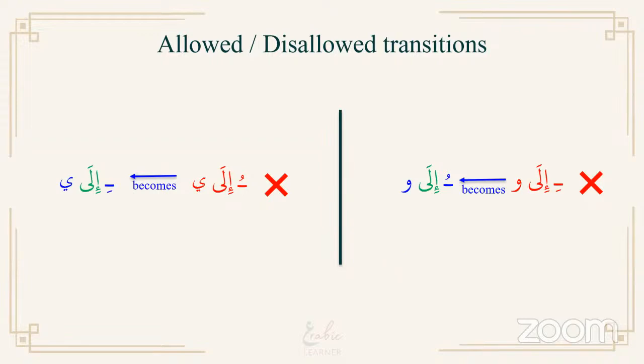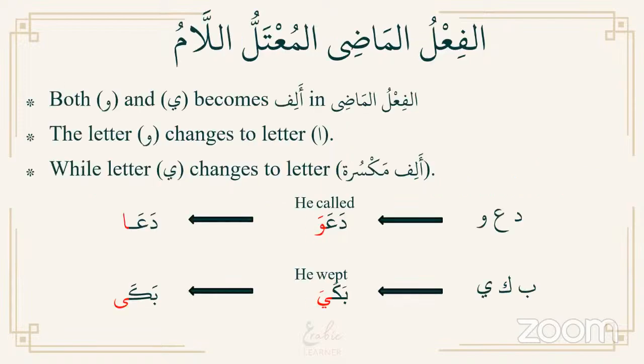Now, yesterday I took the example of Fael al-Madhi for Dal and Waw, da'wa, which becomes da'a. Why? Because if Waw is occupying the Lam position and if Ya is occupying the Lam position, then Waw becomes Alif and Ya becomes Alif Maksura. Now there is an exception to that, which I will talk about, inshallah, if we get time today.